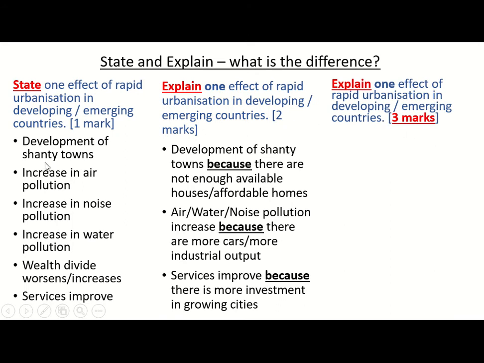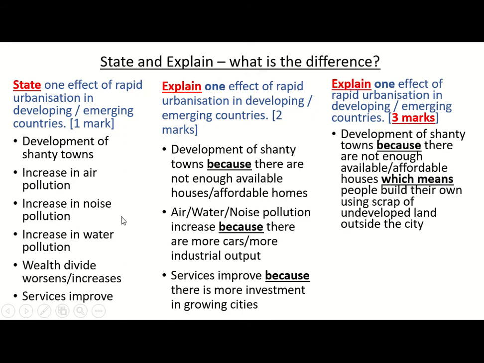And again, it's the same principle. If we start by looking at the development of shanty towns and then take our explain for 2 marks, we just have to add another developed point on there. So development of shanty towns, 1 mark, because there's not enough available houses, 2nd mark, which means people build their own houses out of scrap on undeveloped land. So it's just taking that explanation a bit further to show the examiner you really know this issue.